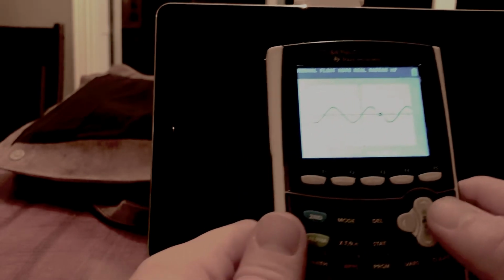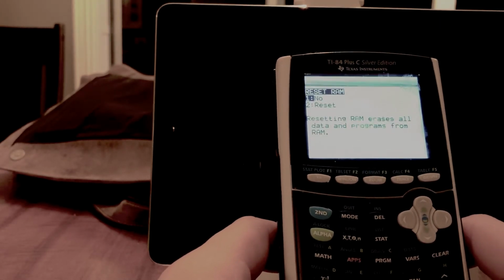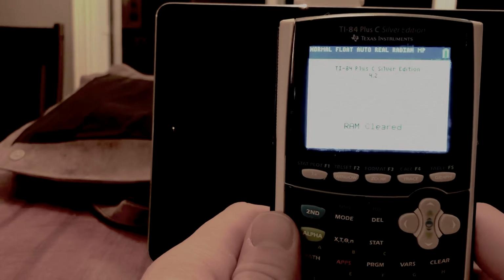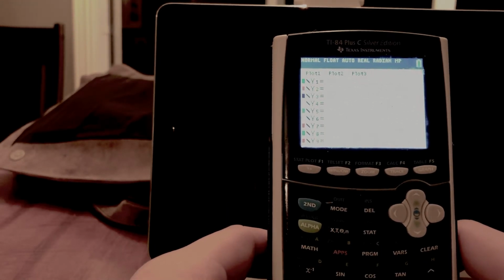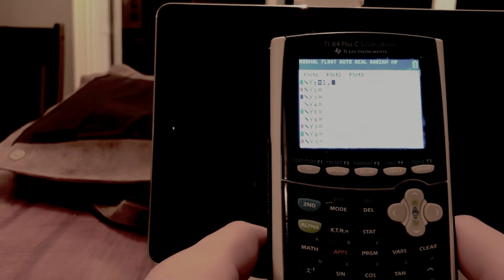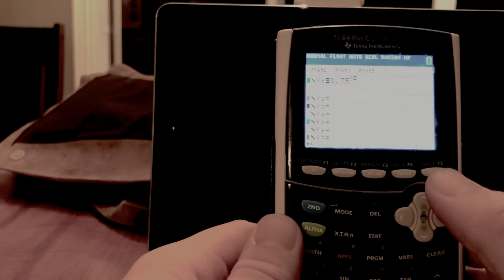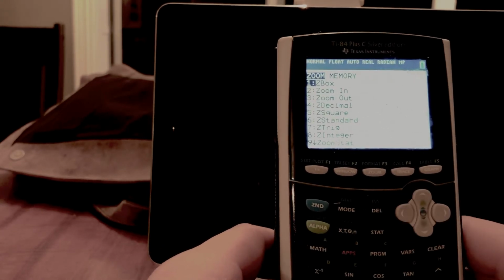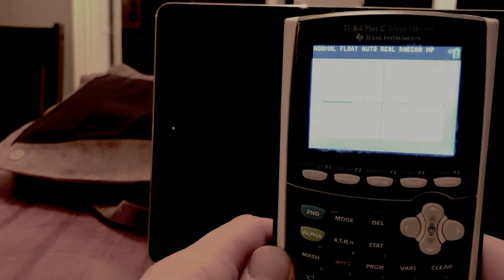So let's try this for another function. I'm going to go ahead and reset my calculator. And I'm going to plot an exponential function. Let's go with 1.75 to the power x. And now I'm going to adjust my zoom to just being a standard zoom. And we should see we have a nice exponential function plotting itself up here.